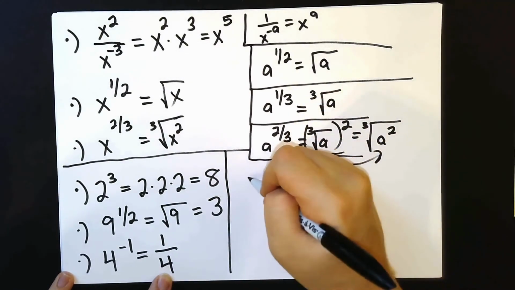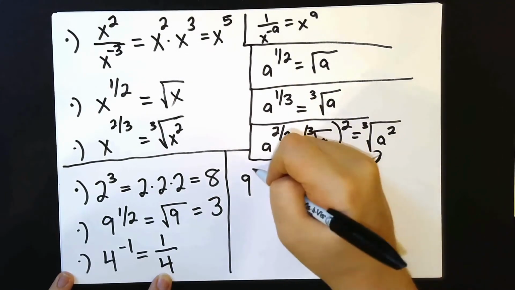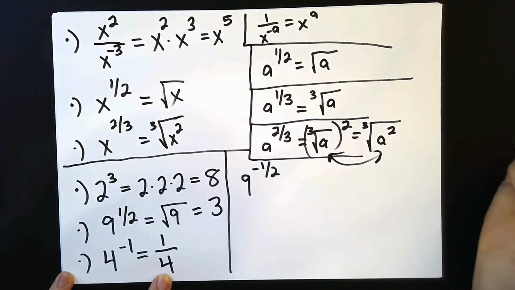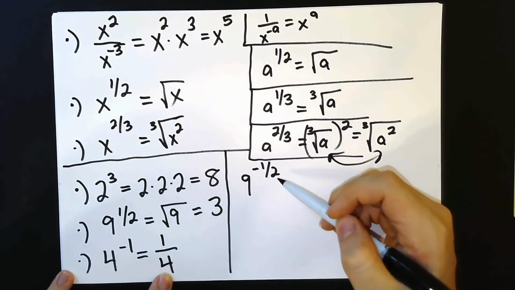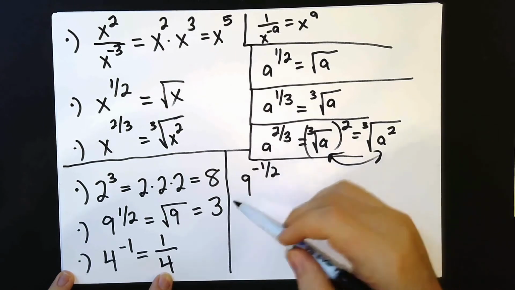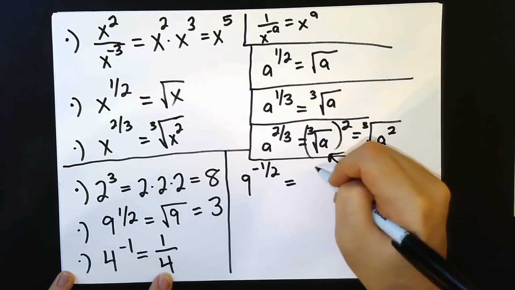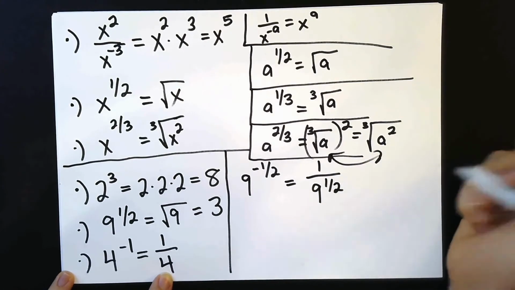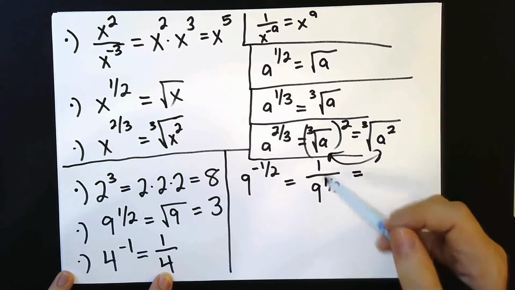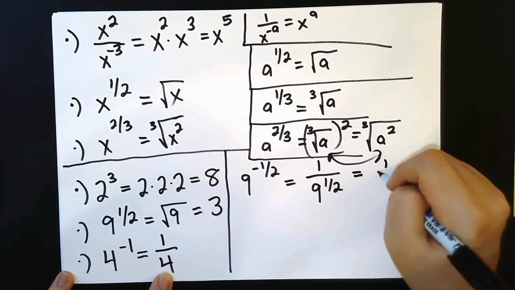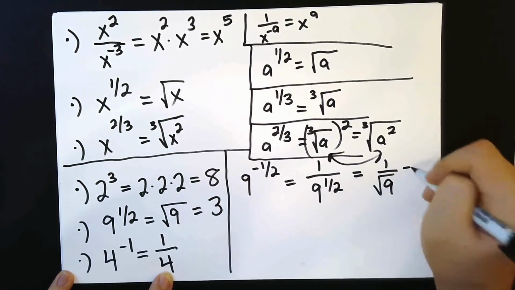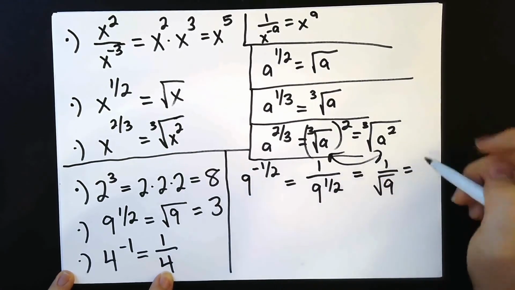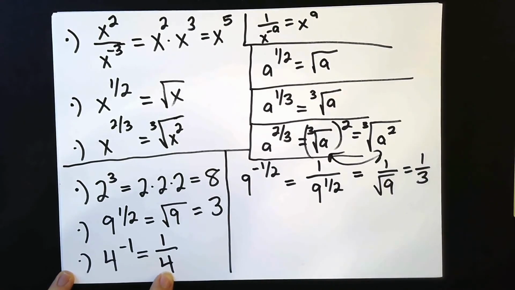And we also have combinations. So we have things like 9 to the minus 1/2 power. What is that going to do? That's going to put a 9 to the 1/2 power in the denominator. But 9 to the 1/2 power is the square root of 9. And so 9 to the minus 1/2 power is actually 1/3.